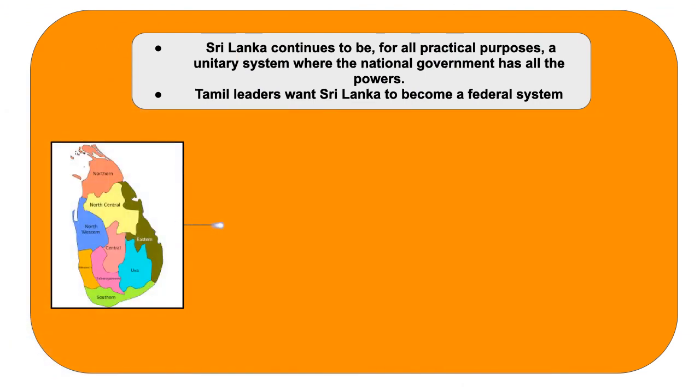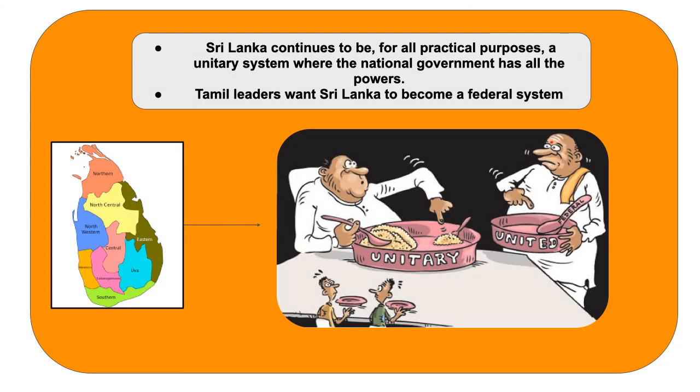Sri Lanka continues to be, for all practical purposes, a unitary system where the national government has all the powers. Tamil leaders want Sri Lanka to become a federal system. In the image shown over here, the caricatures which you are seeing, you can see that the central government has a big plate, the person representing the central government has a big share of unitary, correct, and the person who has a plate in his hand called federal is the image of a Tamil leader, and the Tamils in Sri Lanka want that Sri Lanka should follow a federal structure.